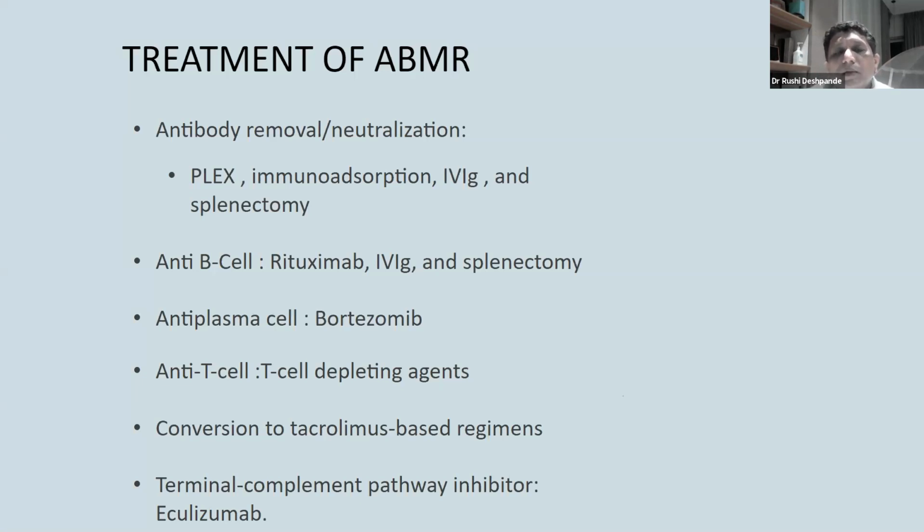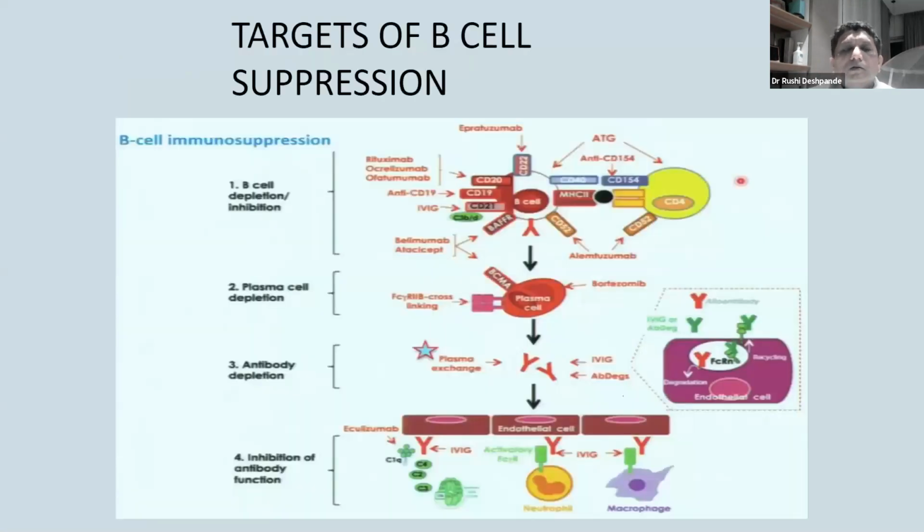So what we do in practice is plasma exchange followed by rituximab. In very refractory cases, we have even used splenectomy and bortezomib. These are the different ways to block the B cell. So, B cell inhibition by using drugs like rituximab or IVIG. Then you can deplete the plasma cells by using drugs like bortezomib.